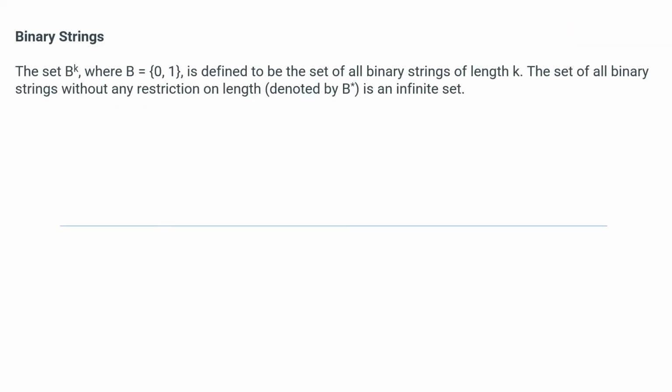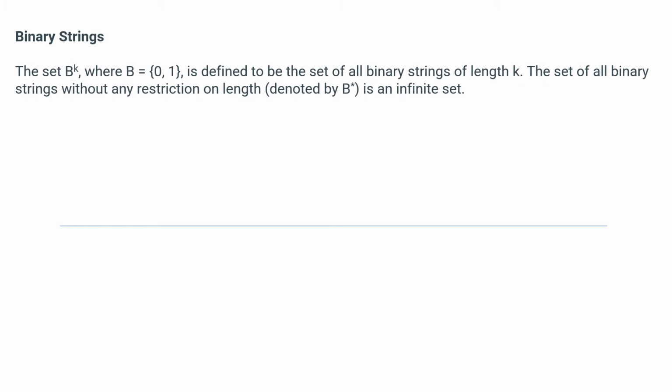Okay, now we're going to move on to a different kind of set. It's still a set of characters, just characters, strings. They're calling it binary strings. So it says the set B^K, or B to the K, where B is equal to 0 and 1. So 0 is an element of B, 1 is an element of B. B to the K is defined to be a set of all binary strings of length K.